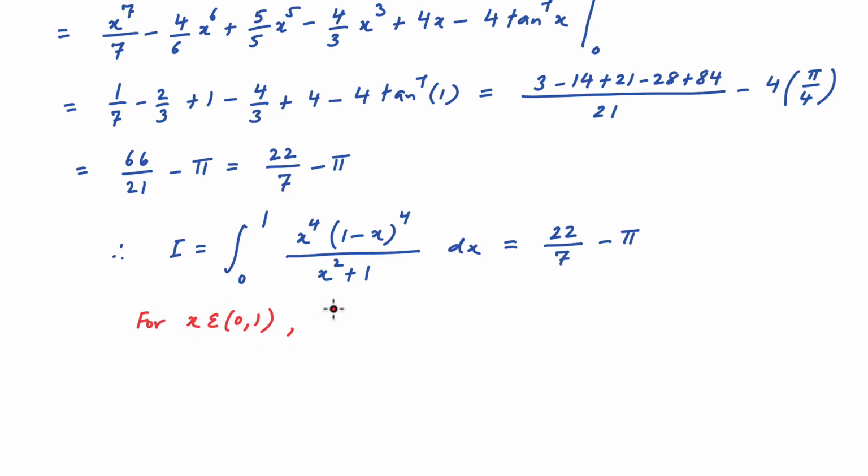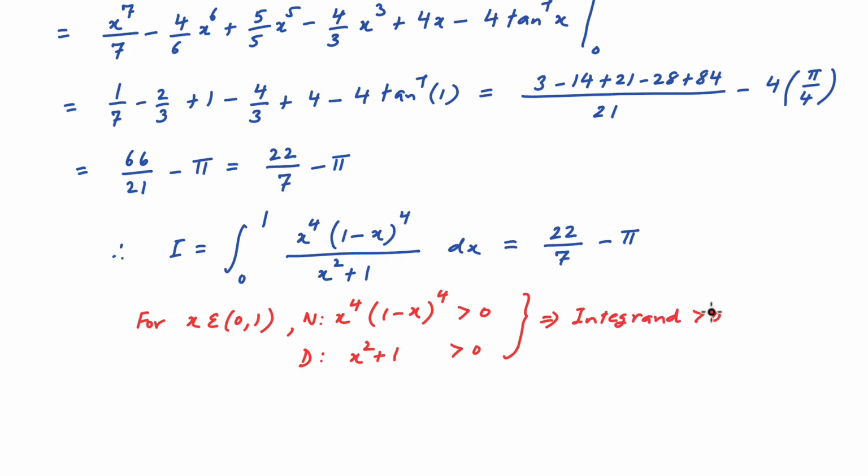For x belonging to 0 to 1, which are the limits of integration, the numerator, which is x raised to the power 4 times (1 minus x) whole raised to the power 4, is always positive, and the denominator x squared plus 1 is also positive. It follows that the integrand of the integral I is always positive within the limits of integration, and it therefore follows that the integral I must also be positive.